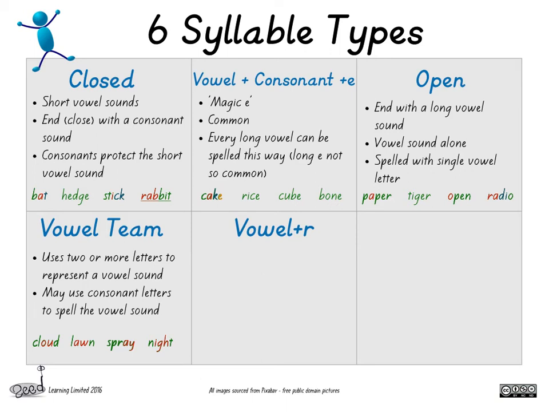Next group of syllables are the vowel plus R syllables. Sometimes these are referred to as R-controlled syllables. A vowel R syllable will have a vowel followed by the letter R. Some examples of vowel R syllables in words are dirt, shark, surprise, reform.